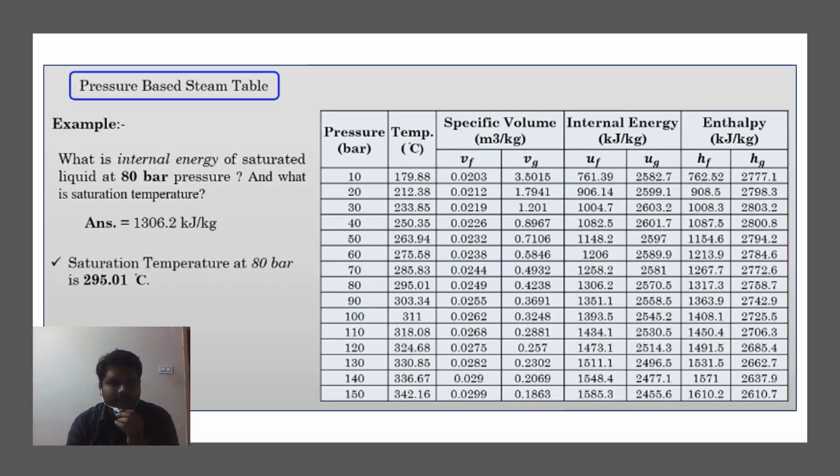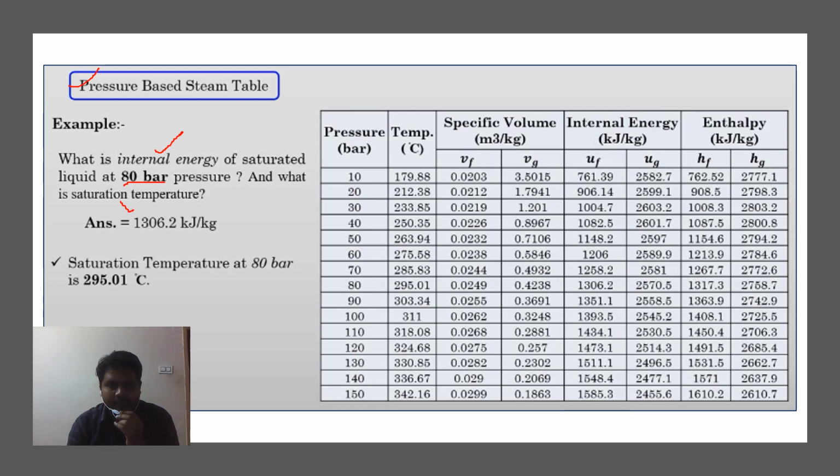Now let us see an example on the pressure based steam table. Here the example is: what is the internal energy of saturated liquid at 80 bar pressure, and what is the saturation temperature? So in this problem, they have given the pressure, 80 bar. What do we have to find out? Here we have to find the internal energy and saturation temperature, at what state? Saturated liquid state.